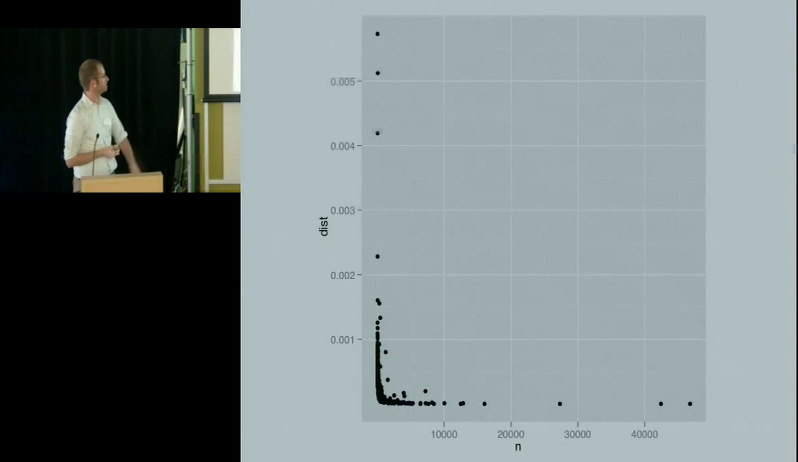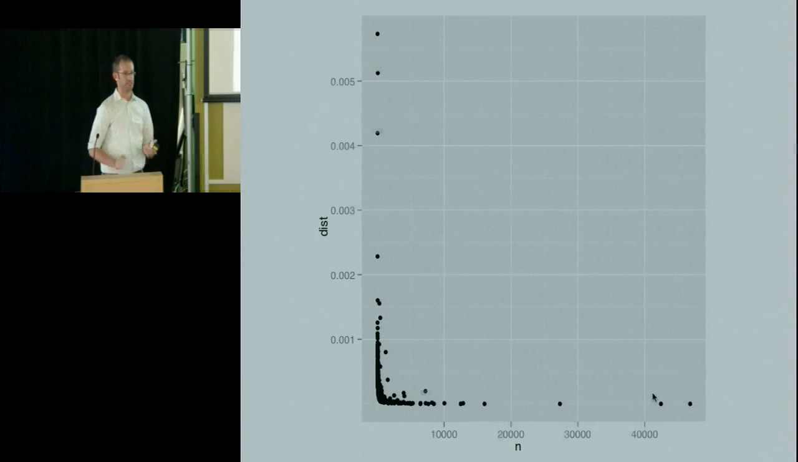So what I did next is this plot where each point represents a disease. On the x-axis, the number of people with that disease, and on the y-axis the distance. So what do you notice here? Yeah, we've got a huge amount of variation when n is small, much smaller variation when n is big.